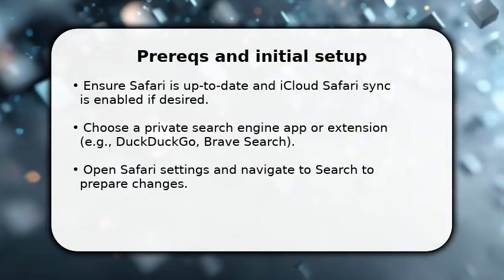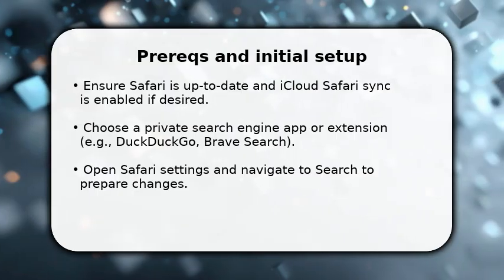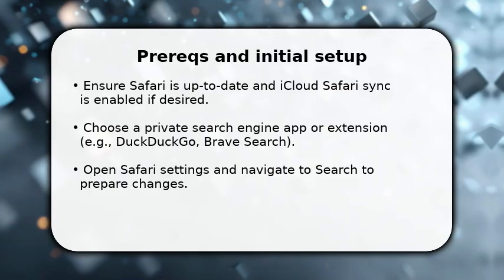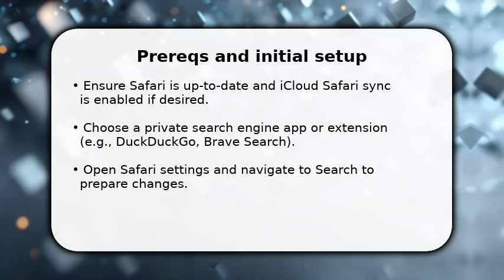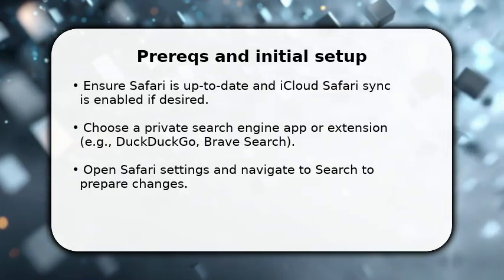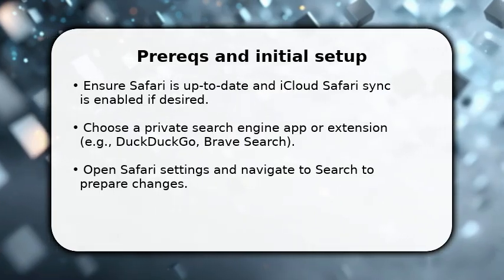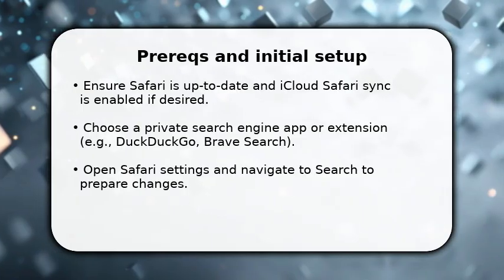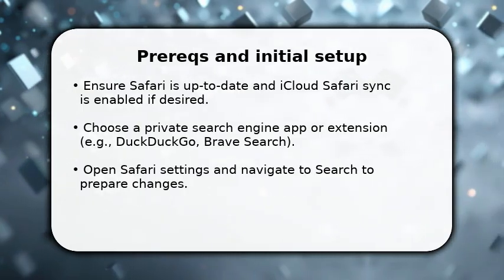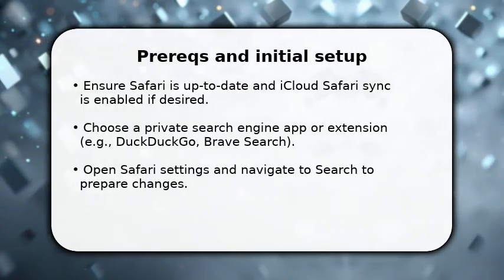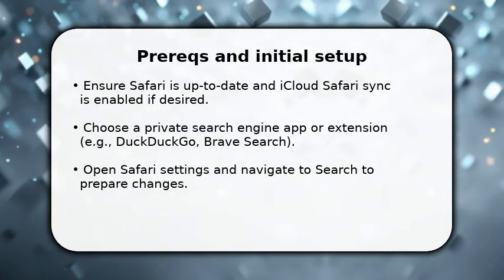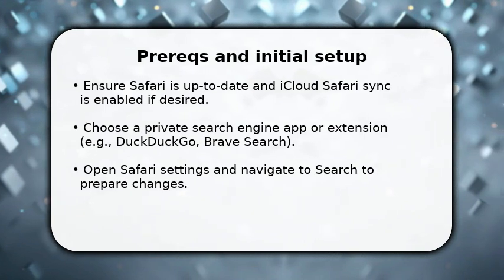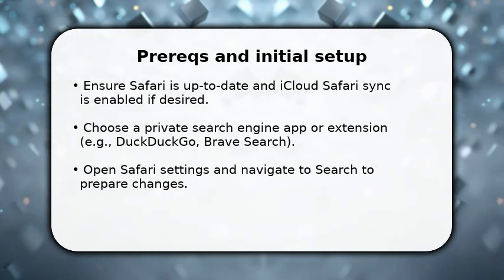You'll start by confirming Safari is updated so private features work reliably. This avoids compatibility issues. Next, pick the private search service you prefer and, once chosen, install its app or extension if needed. Now open Safari settings and tap Search to begin configuration. This is where you change defaults. You do these steps first, because configuring without the right app or an up-to-date browser can block the private option or lose sync across devices.